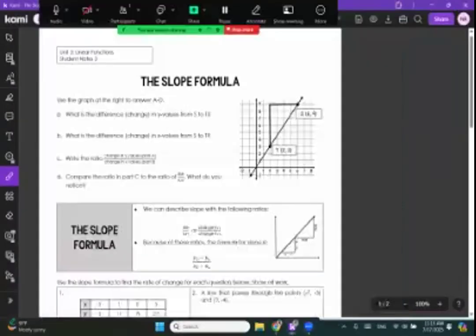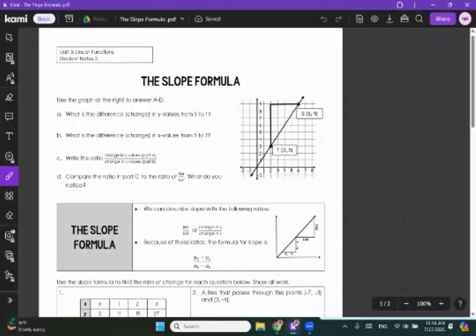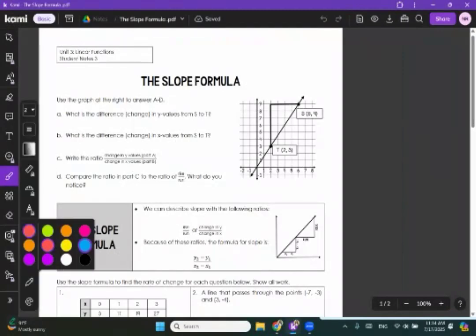Okay, so the slope formula. In the last lesson, we talked about us not always being provided a graph in order to find the slope of a line, to find that speed, that velocity of that line. And this is the lesson where we figure out how to calculate it mathematically. This is going to be page 33 in your binder.